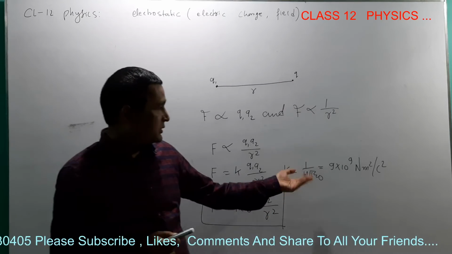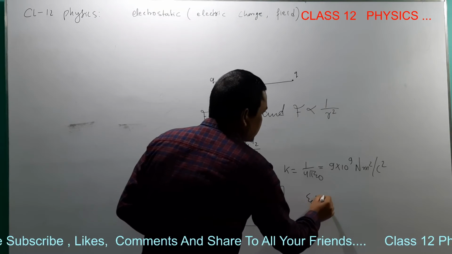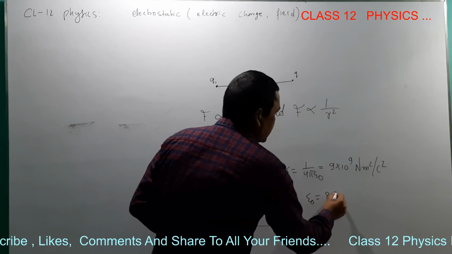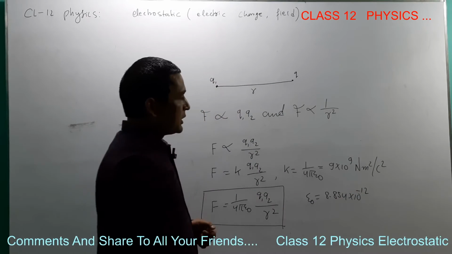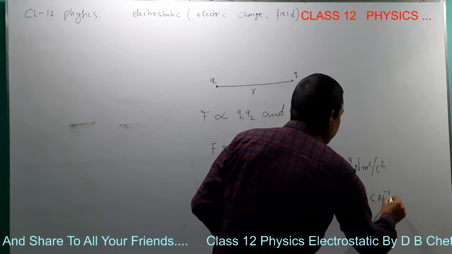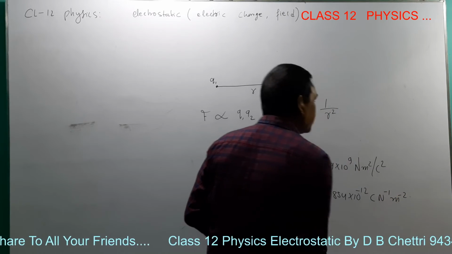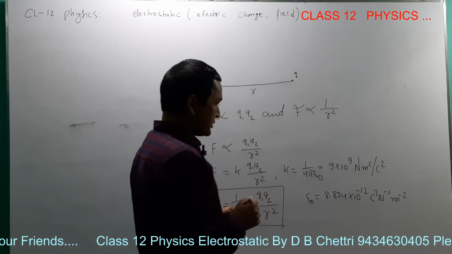This is the permittivity of free space. The actual value of epsilon naught is 8.854 into 10 to the power minus 12 Coulomb square per Newton meter square.